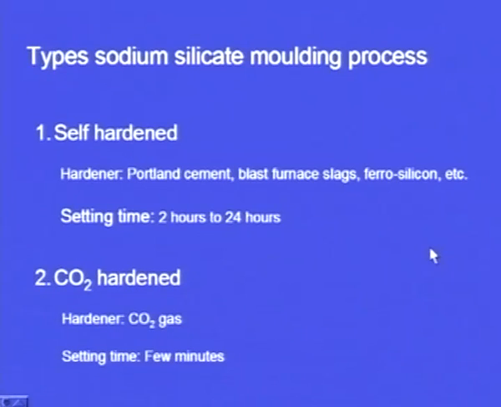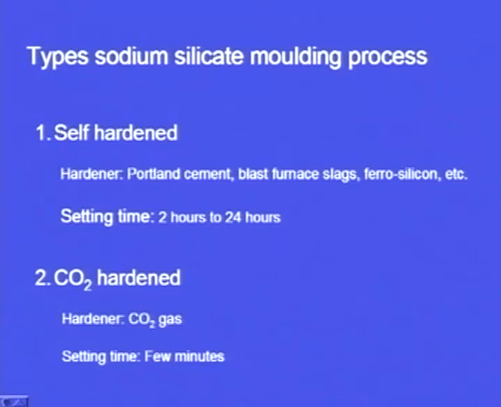And let us see the types of sodium silicate moulding process. There are two classifications. One is the self hardened sodium silicate moulding process, in which the moulding sand is hardened by mixing Portland cement or blast furnace slag or ferrosilicon, etc. And the setting time will be from 2 hours, it takes even 24 hours, sometimes even more.